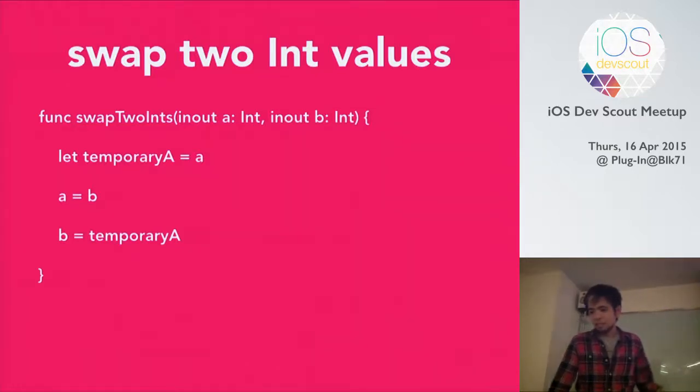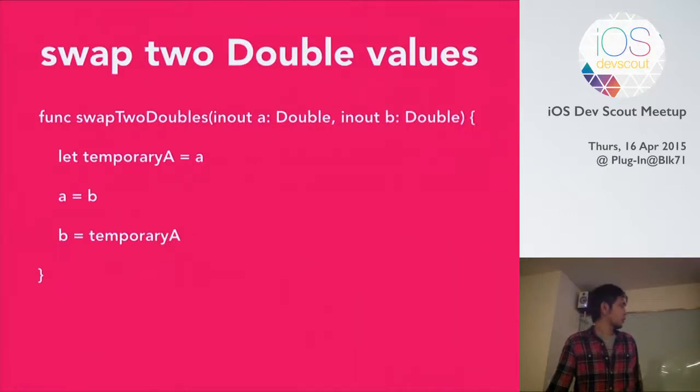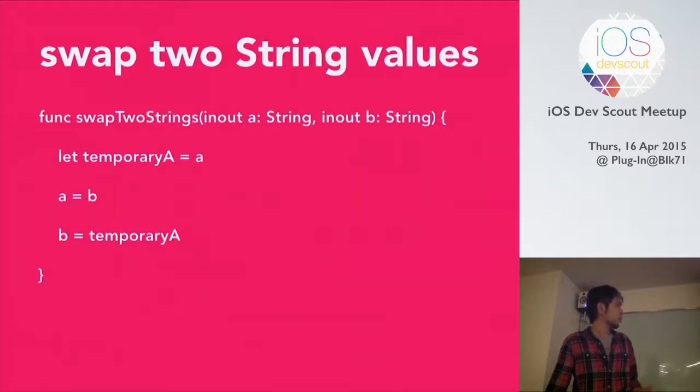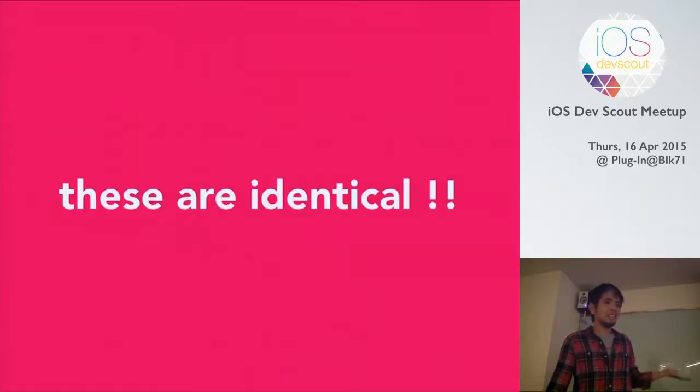And next, let's say we want to make a swap function to swap two double values. So it's going to be like this. The difference is just the type of parameter, right? Next, let's make a function to swap two string values. The function is going to be like this. And now you know these are identical, almost the same. The difference is just the parameter.